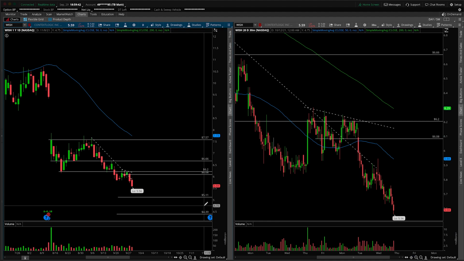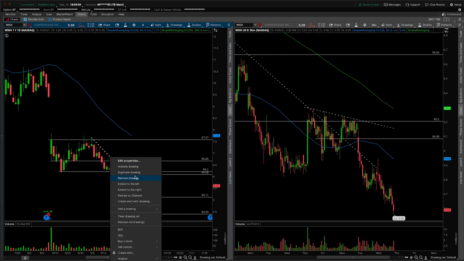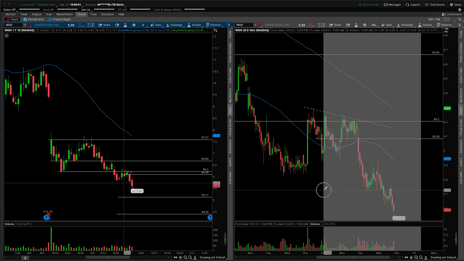I'd argue $5, the round number, is probably more important as just a psychological area. And then after that, we have $4.40. So those are downside forecasts, again, just simply based off of fibs. I'm not saying those have to be the numbers, but those are potential areas where maybe, just maybe, there is a potential for reversal. We'll get this resistance trendline off the chart.